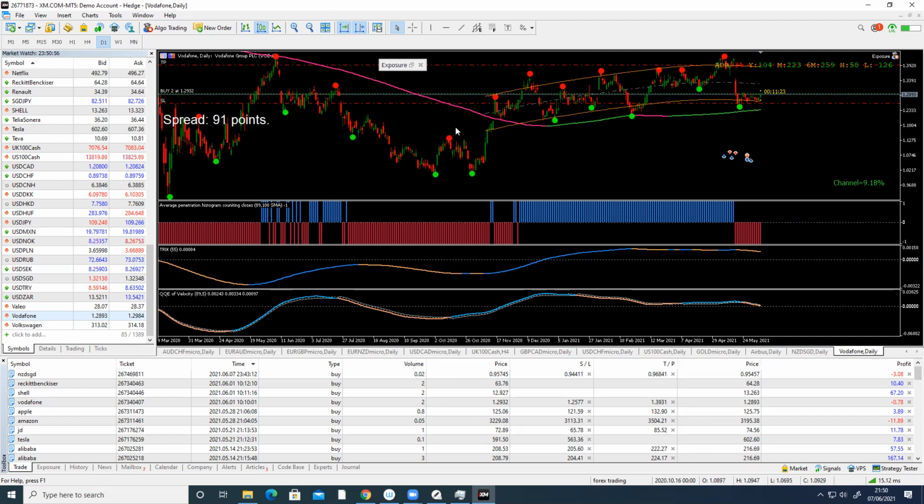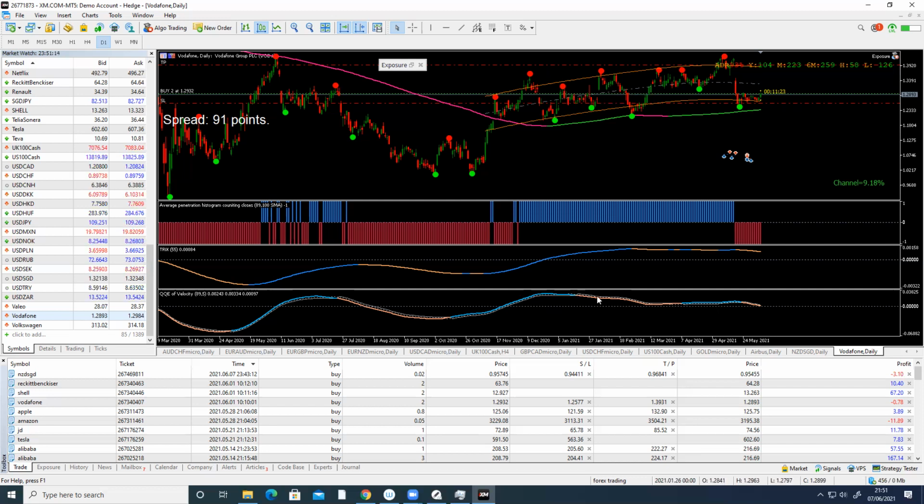At the moment, Vodafone here is in a range. So it goes up, comes down, goes up, comes down, goes up, comes down. So it's like between two zones. It's going between there and there. But the indicator at the bottom is kind of facing down on the zero.